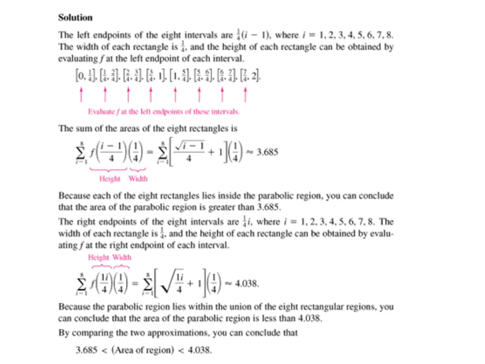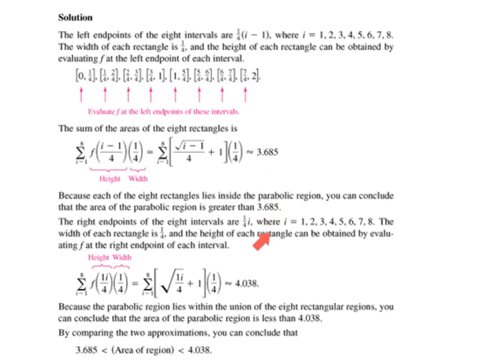But I know that because I used the left side, the little black squares that I drew in, it's a little less. So I could use the right endpoints now and evaluate. And those are the rectangles that were originally drawn. They're a little bit above. It's the height, f of i over 4, times 1/4. When we sum that, we get 4.038.